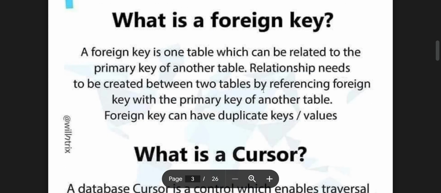What is foreign key? Foreign key is a field in a table which can be related to the primary key of another table. A relationship needs to be created between two tables by referencing a foreign key with the primary key of another table. Foreign key can have a duplicate key value.